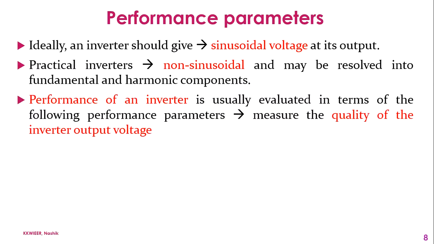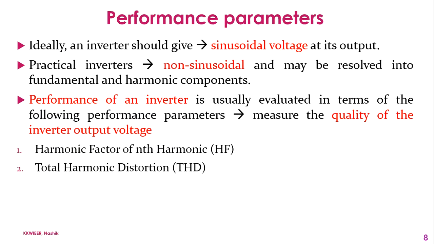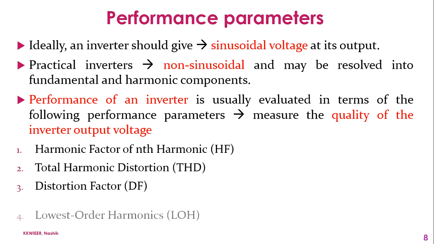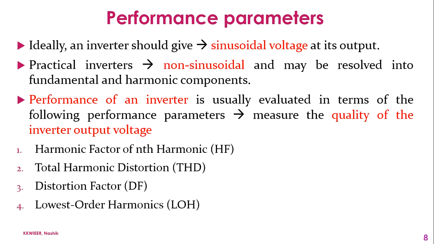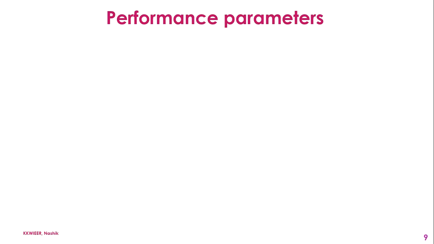The performance of an inverter is usually evaluated in terms of certain parameters. These parameters measure the quality of the inverter output voltage. The first one is the harmonic factor of the nth harmonic. The second is total harmonic distortion, also known as THD. The third is distortion factor, DF, and the last is lowest order harmonic, LOH. These four factors that measure the quality of inverter output voltage are known as performance parameters. We will see the definition of all four one by one.